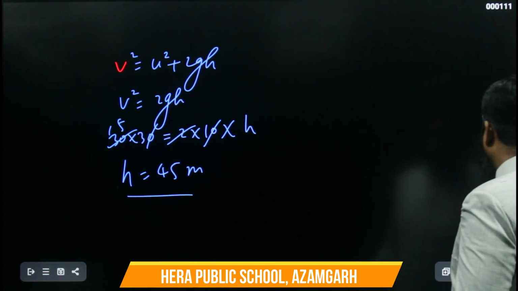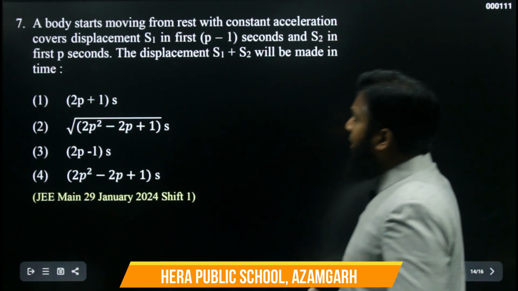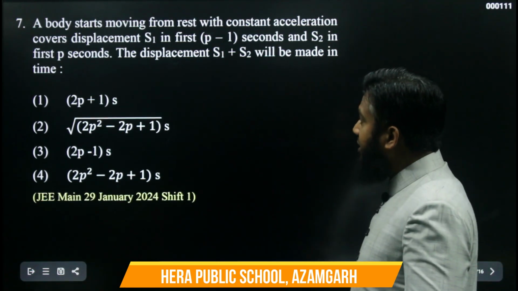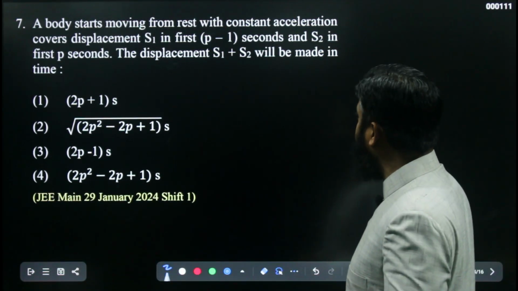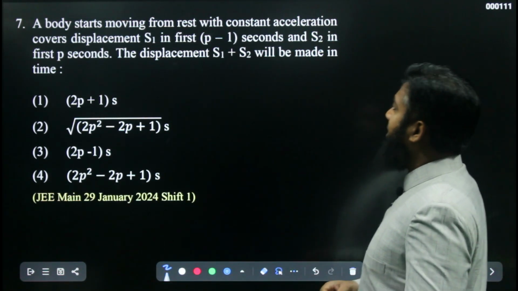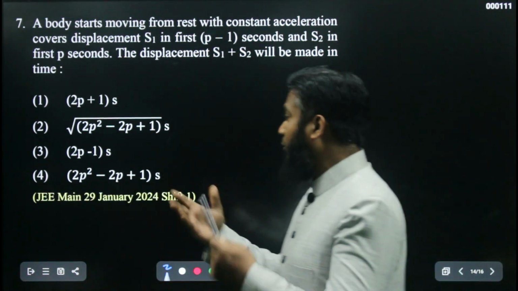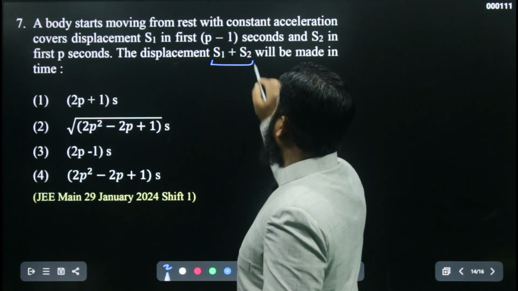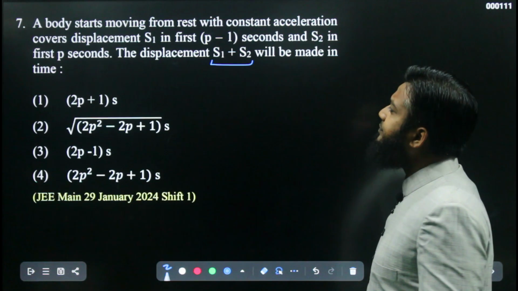So be very careful in numerical type question how they are asking the question. Okay, so this was the question. Now let's move on to the next question. A body starts moving from rest with constant acceleration, covers displacement s1 in first p minus 1 seconds and s2 in first p seconds. The displacement s1 plus s2 will be made in time. So we have to find the value of that time in which s1 plus s2 distance is made by the particle, by the body. Okay.